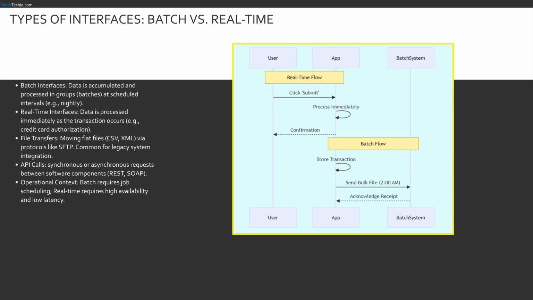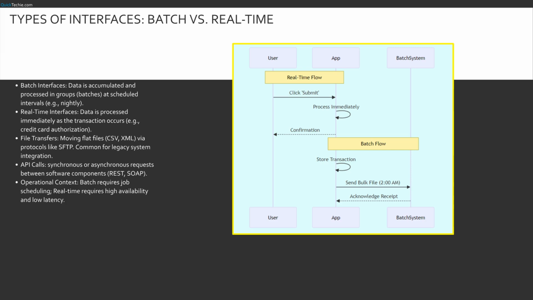We also distinguish between file transfers, often used for batching large datasets, and API calls, used for immediate granular interactions. Understanding this distinction is vital because they fail differently. A batch job fails once a night. A real-time API fails thousands of times a minute.